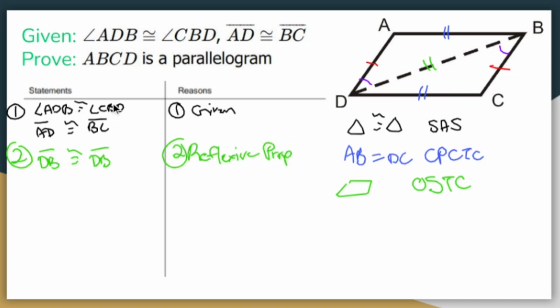Now that I have an angle in between two sides, remember the angle has to be in between two sides if you're going to use SAS, but I do have SAS. Now that I have SAS, I can say that triangle, and let's go in order, let's go from the A, ADB is congruent to triangle CBD in that order. And what I did was side angle side, SAS.